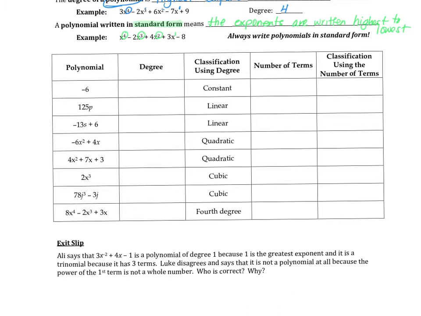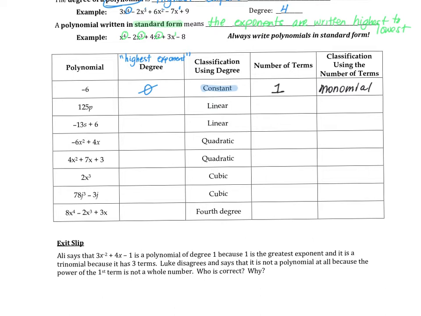We have -6. Now, we don't have a degree because remember the degree, I'm just going to write it here, is the highest exponent. Well, we don't even have a variable here, so there is no degree. And when there's no degree, it's called a constant. Okay. The number of terms we have is 1. Now, classification using the number of terms. Remember, that is the monomial, binomial, trinomial. Well, since we only have one term, it's called a monomial.